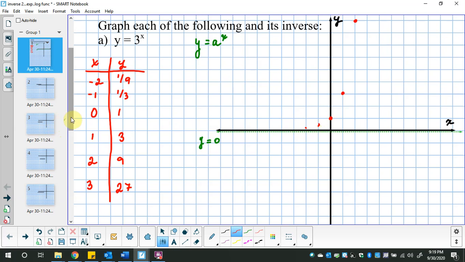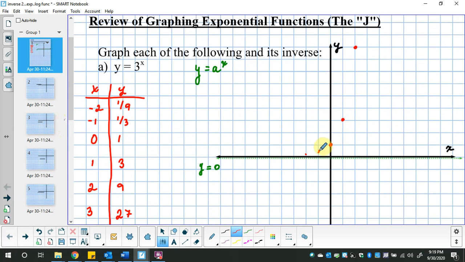So I am going to join these in a smooth, I hope, curve. Okay, I've already botched it, but we'll deal with it.